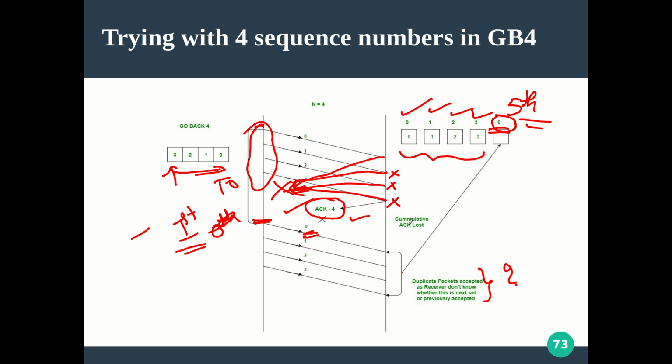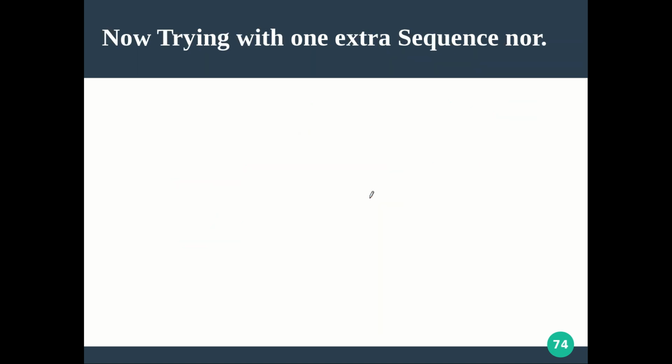We can resolve it easily by just increasing the sequence number by 1. Just one more sequence number is enough. That will solve the problem completely. See, how to solve it. Now we are going to try with one extra sequence number. Means already we have 4. Now 4 plus 1, we are going to try with 5 different sequence numbers.